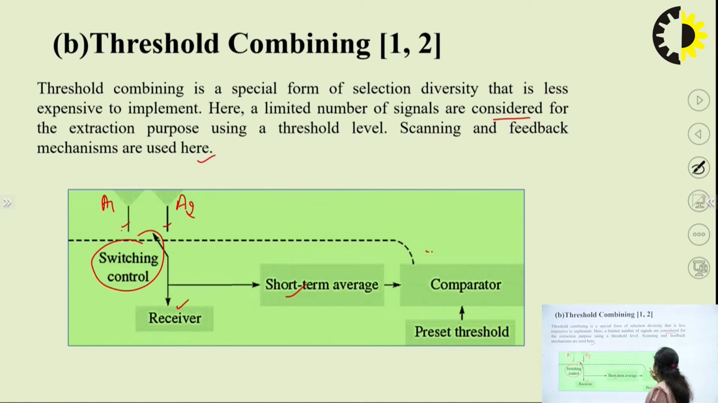Now there is a comparator. The output of this will be applied to a comparator, which will compare the average of these two signals with the individual signal, and whichever signal is greater than the threshold will be considered at the output side. So this is how the threshold combining works.